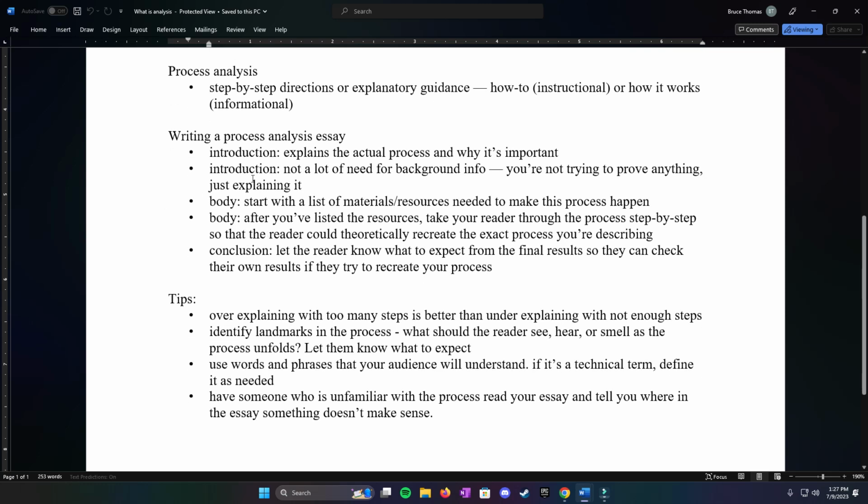In your body paragraph, you should start with a list of materials, resources needed to make this process happen. And after you've listed the resources, take your reader step by step through the process. The goal is that theoretically your reader could recreate this exact process and get the same results, okay? Very sciencey in that aspect. And then in your conclusion, let the reader know what to expect from the final results so they can check their own results if they try to recreate your process.